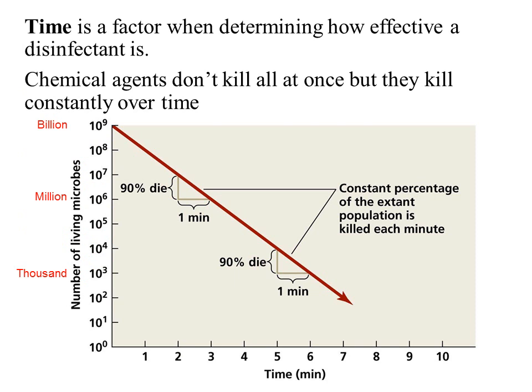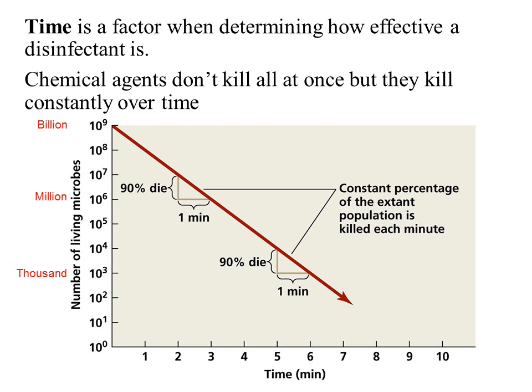The first one we will discuss is time. So time is a factor when determining if a disinfectant is going to work and how efficient it will be. So we know that chemical agents do not all kill at the same time. Some of them take longer to kill than others.